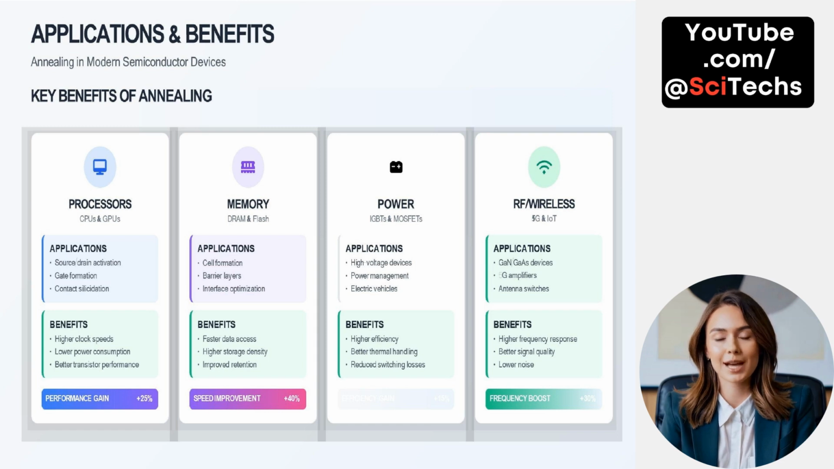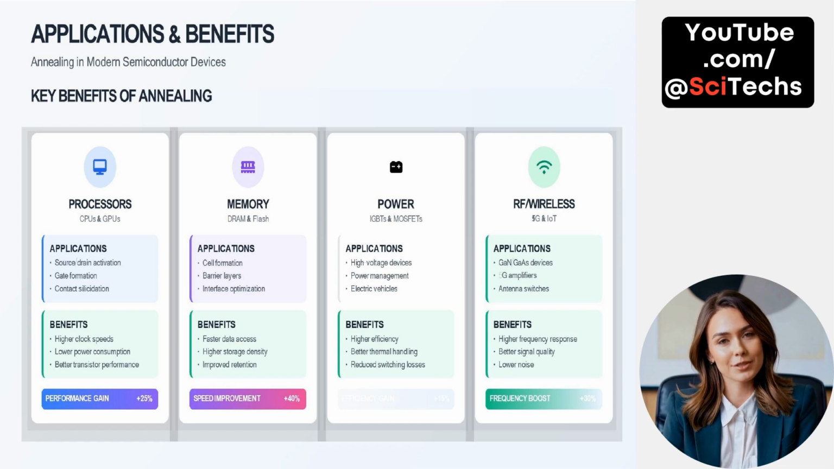Power devices, including IGBTs and MOSFETs, benefit through applications in high-voltage components, power management, and electric vehicles. Annealing in this context improves efficiency, enhances thermal handling, and reduces switching losses, resulting in a 15% efficiency gain. Finally, in RF and wireless applications like 5G and IoT, annealing enables better performance in GaN/GaAs devices, amplifiers, and antenna switches. The benefits include increased frequency response, superior signal quality, and reduced noise, leading to a 30% frequency boost.